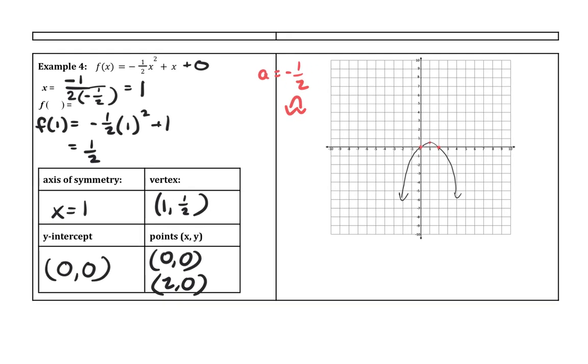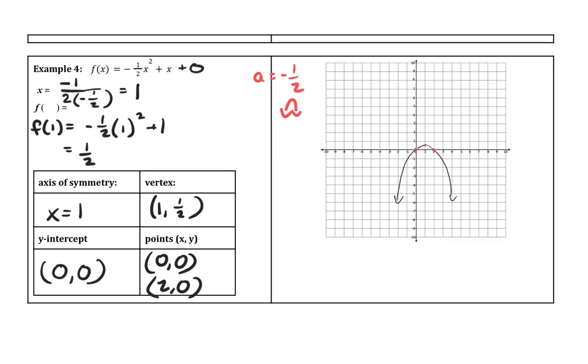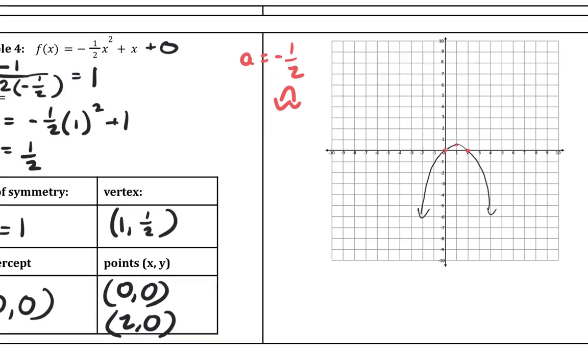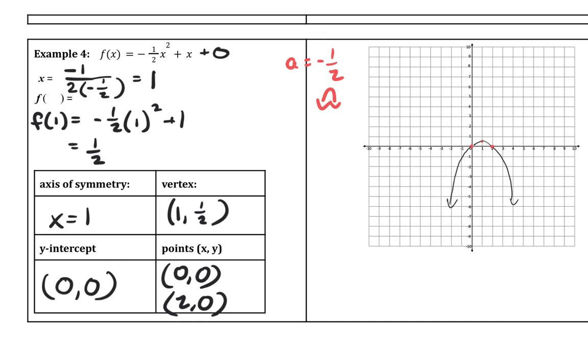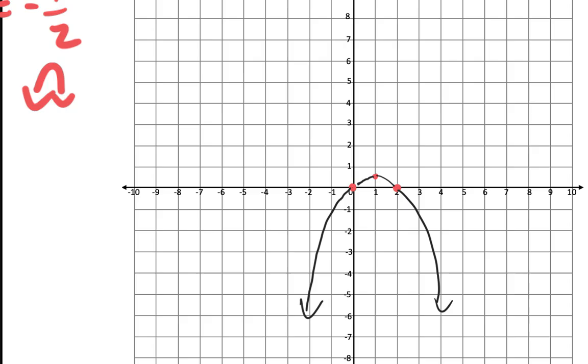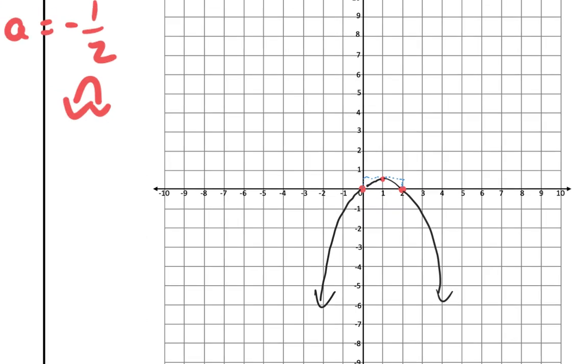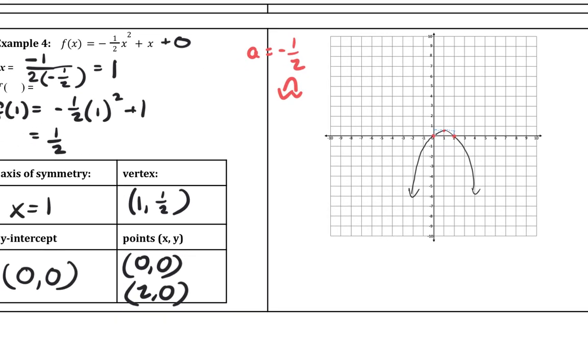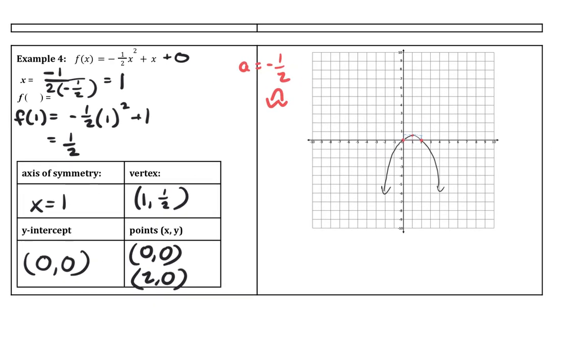Ooh, that was a fun one. Okay, so our vertex was at 1, 1/2. Take a look at that, 1 and 1/2. And then my y-intercept is at 0, 0. And my points, as I move over 1, I'm going down 1/2. As I move over 1, I'm going down 1/2. Okay, so that's how we get those other 2 points. All right, and that's that.